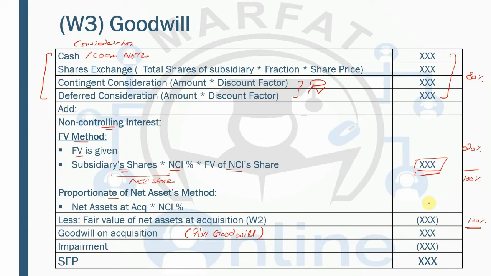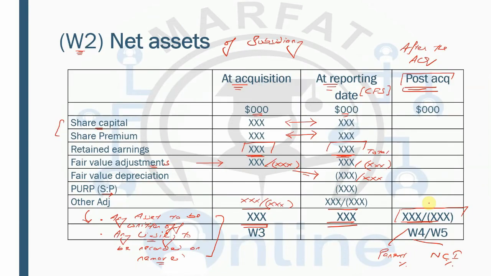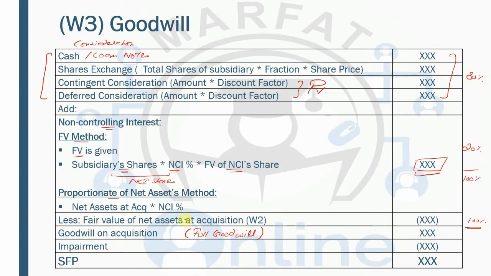In the proportionate of net assets method, what you are going to do is you take the net assets at acquisition, these ones, and then you multiply it by the NCI percentage. So net assets at acquisition, which is calculated in the working number 2, and you multiply it by NCI percentage and you calculate the NCI worth.